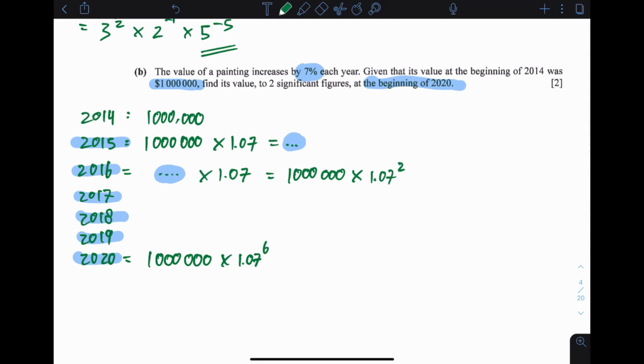So by the time we are actually at 2020, we put power of 6 here. Okay, press this in calculator, I will get somewhere around 1500.352. Okay, put this into two significant figures, so it's just $1,500,000.